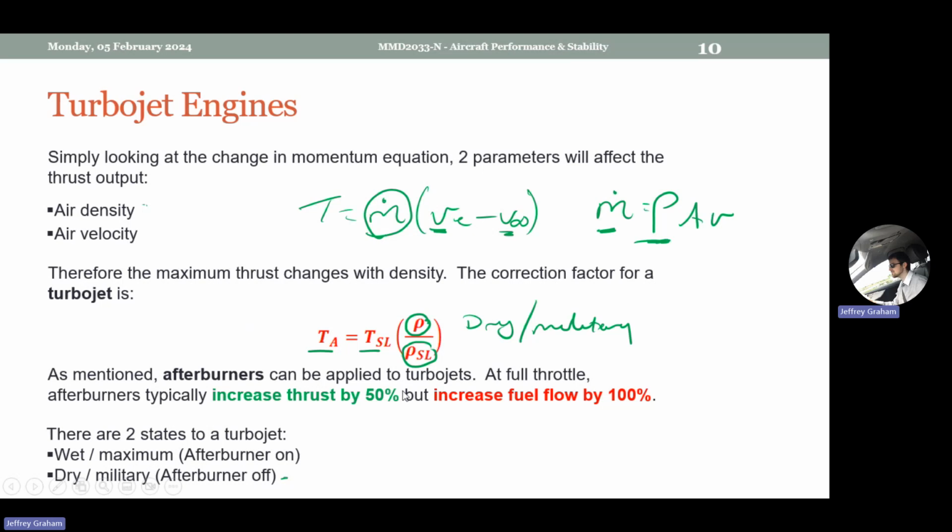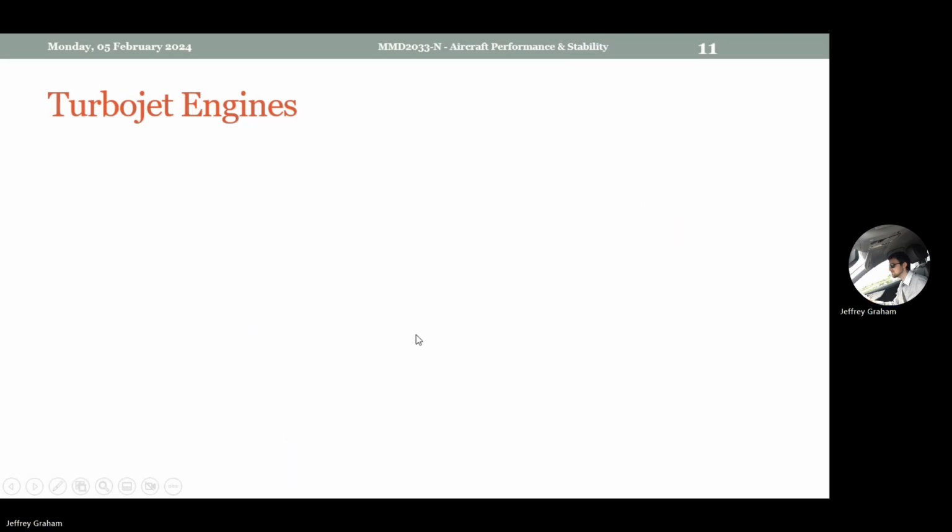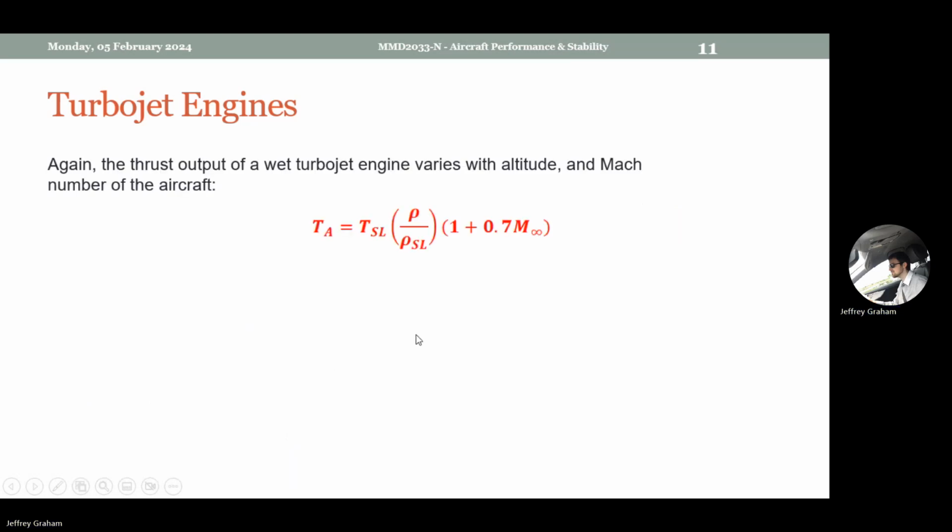So the afterburners are on, slightly different formula. You'll see the same core with a bolt on here. So engine, as before, it's then got the afterburner effects.